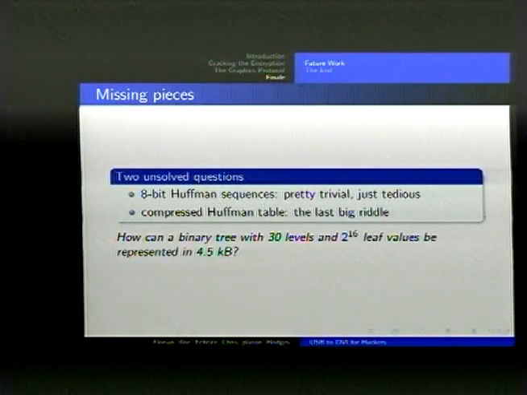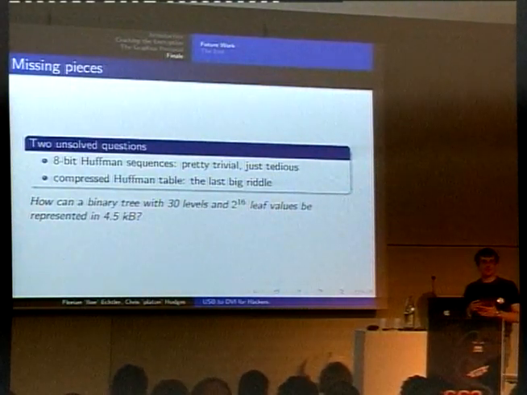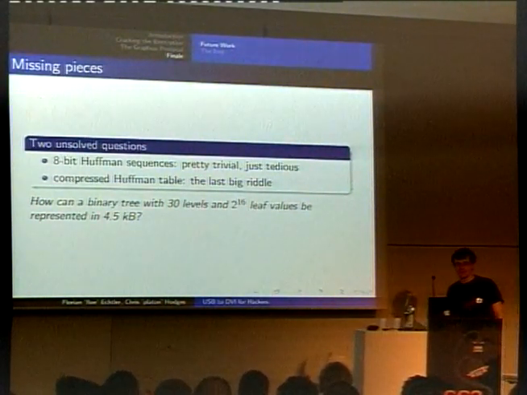So we have still two things which are unsolved and which I would like to invite you to maybe give a look if you want to. The first one is pretty trivial. This is that we don't have the Huffman sequences for the 8-bit mode yet. So this should be rather trivial because you just have to repeat the process with 8-bit with colors which differ in the last 8 bits.